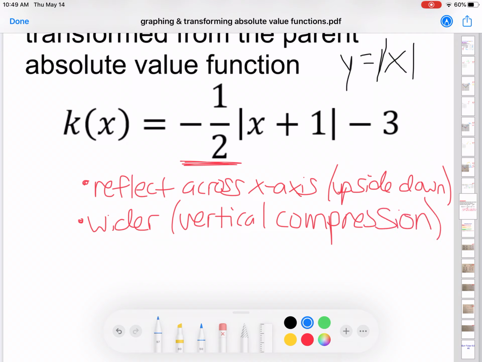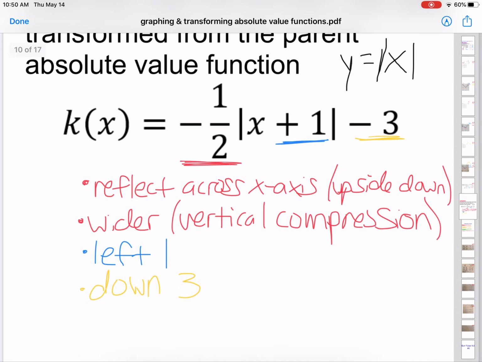Moving over to our value of h, because this was a +1, that moves the graph to the left 1 unit. And finally, because we have a -3 as our k value on the end, that moves the graph down 3 units. So there were 4 different transformations that k of x had on our original parent function, which is the absolute value of x.